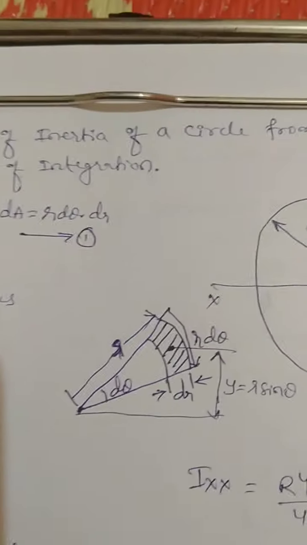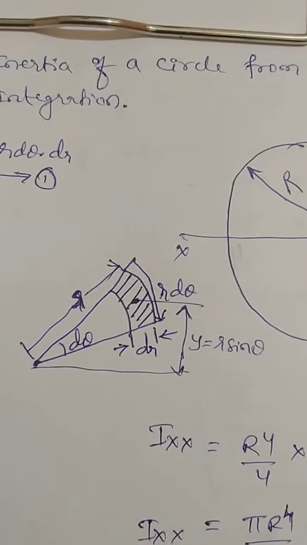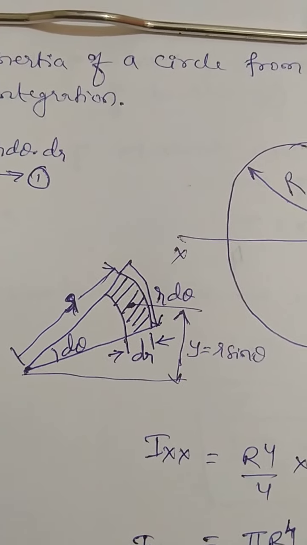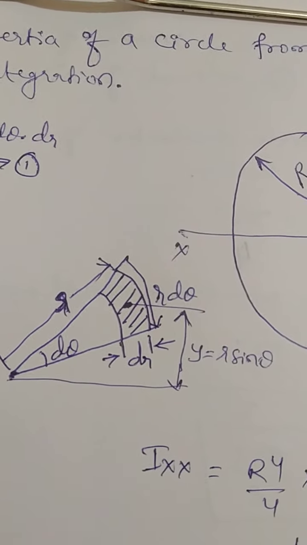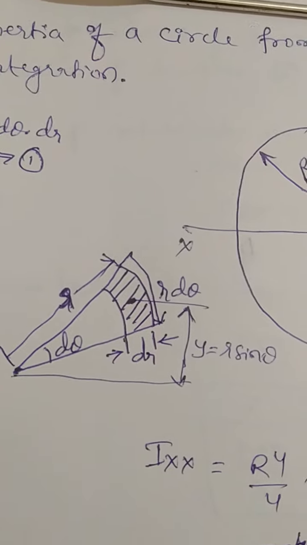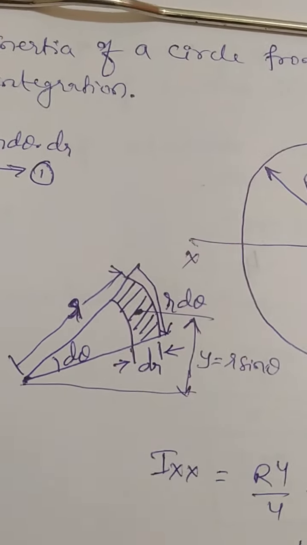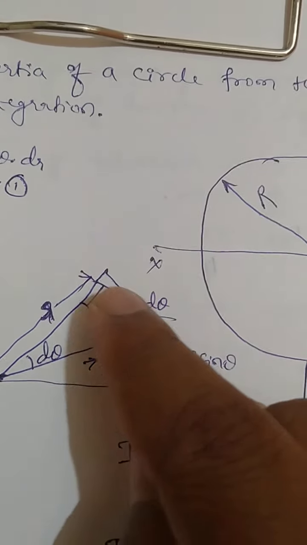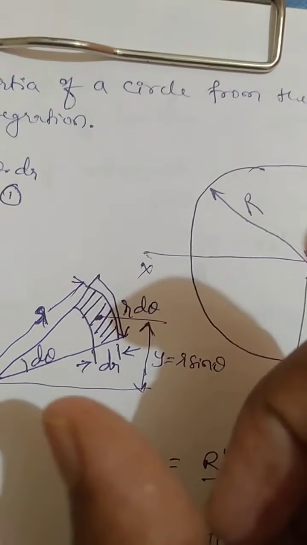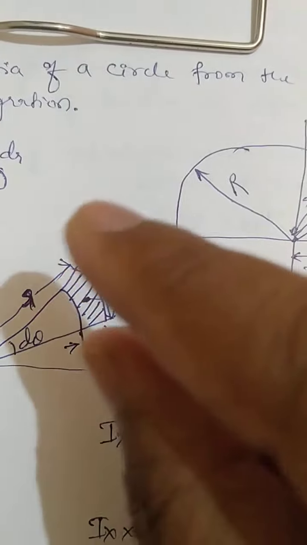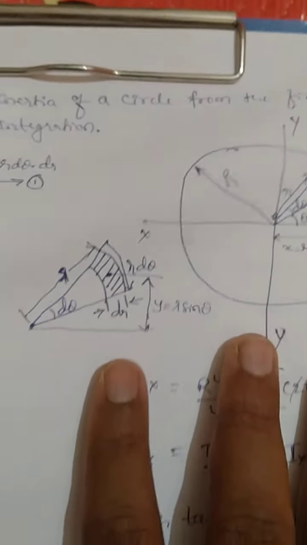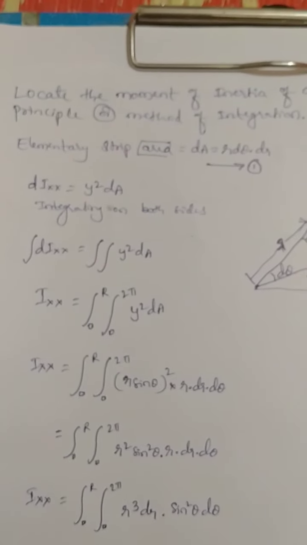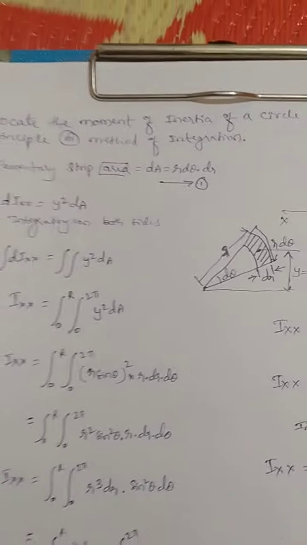The same thing I have shown here to make it clearer. I have enlarged it and shown how we have considered this elementary strip. As the elementary strip is very small, we can consider it as a rectangle. Now we will start the procedure one by one.